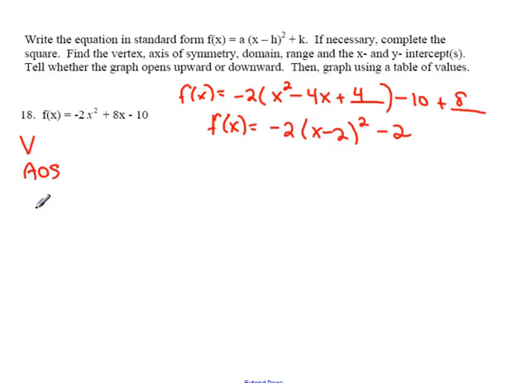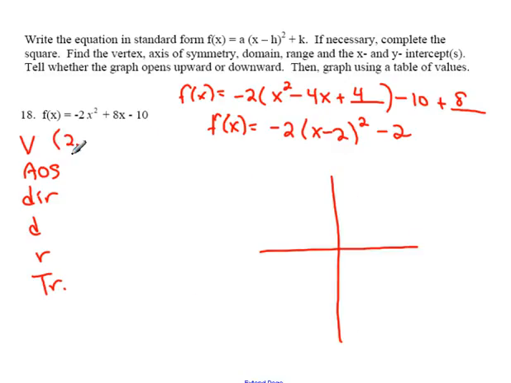Now we can find the vertex, axis of symmetry, direction, domain, range, transformations, and of course the graph. The vertex, the opposite of the x, is positive 2. Bring down the y, negative 2. The axis of symmetry, x equals the x-coordinate 2. Direction, the a is negative, so therefore it will be a parabola that opens downward. The domain is always negative infinity to infinity. The range we'll get from the graph. The transformations. Look at the vertex. How did it move from the origin? It went 2 to the right and 2 down.